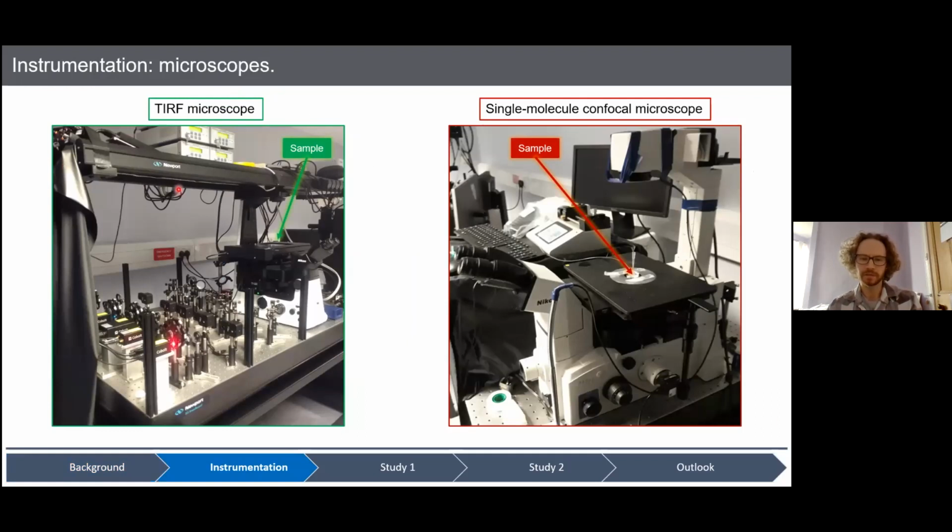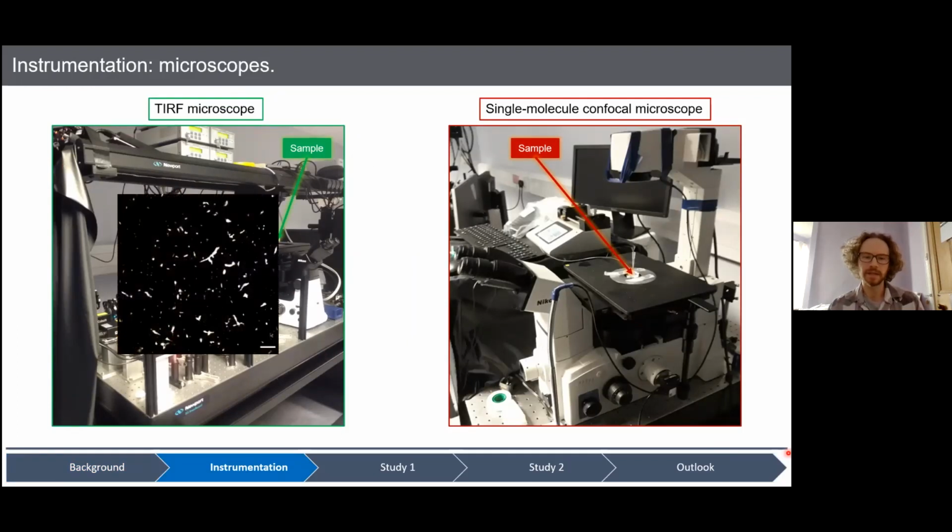So for the TIRF microscope, this is essentially just a high-tech microscope that allows us to pick out individual molecules in our sample and gives us an image. So like this example image of alpha-synuclein aggregates, which are the little white structures here. And then from analyzing these images, we get information about the individual molecules within them.